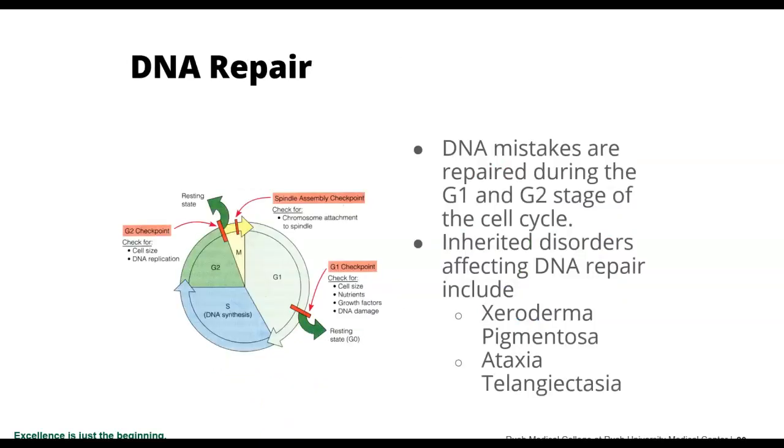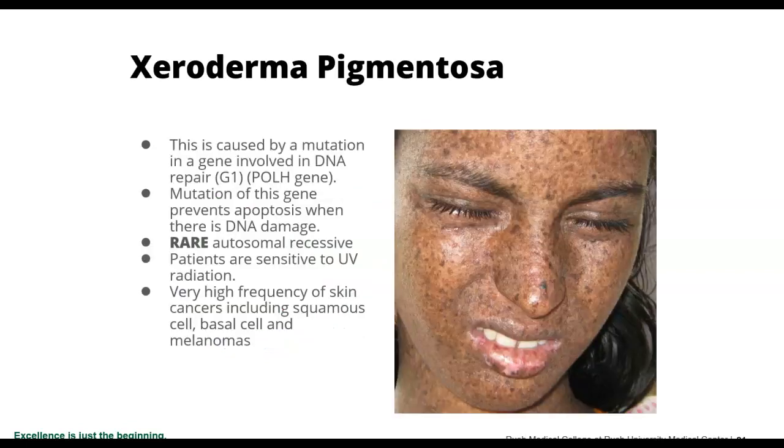DNA repair. DNA makes mistakes, and it has to repair it. Inherited disorders that have to do with DNA repair include xeroderma pigmentosa and ataxia telangiectasia. And unlike most cancer syndromes that are dominant, these are actually recessive. And both copies of the POLH gene are not functioning correctly. This is incredibly rare. Clinical features include very severe sensitivity to UV radiation, a high frequency of skin cancers, squamous cell, basal cell, and melanomas.